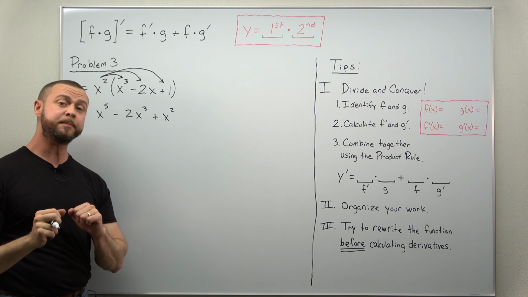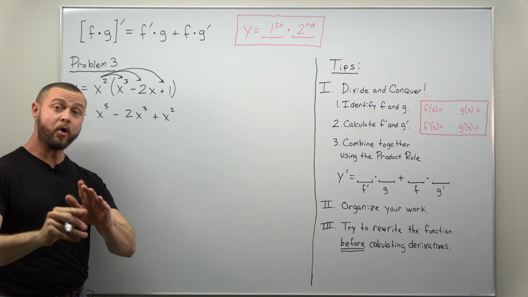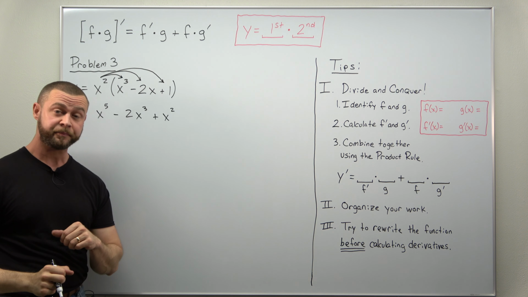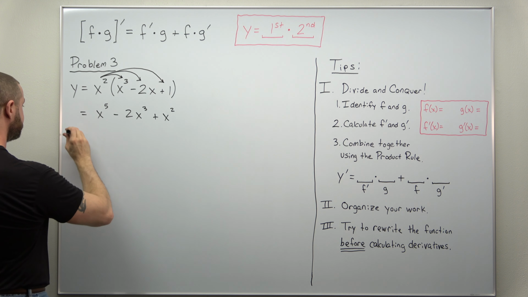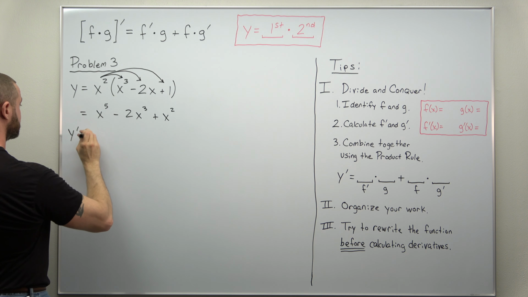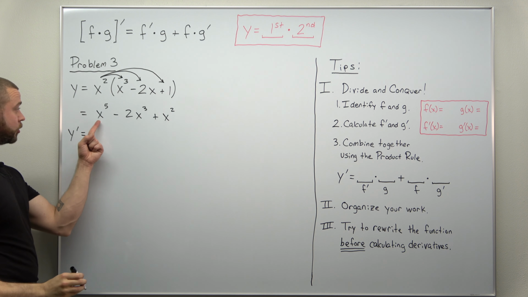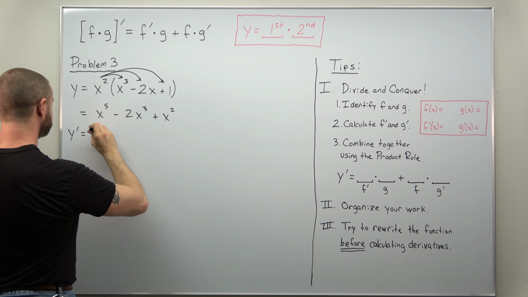And it's really simple to differentiate, and we don't have to use the product rule. So if we crank out that derivative, just go ahead and apply the power rule. Bring the 5 down to get 5x to the 4th.